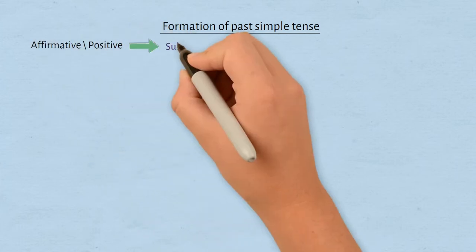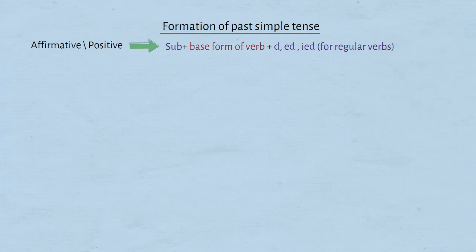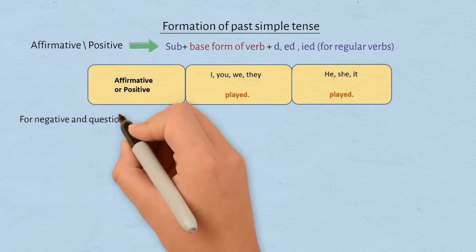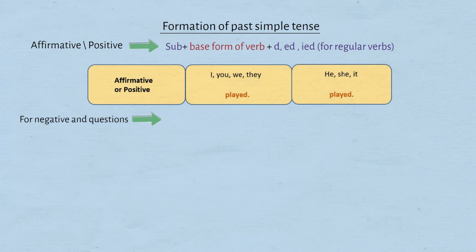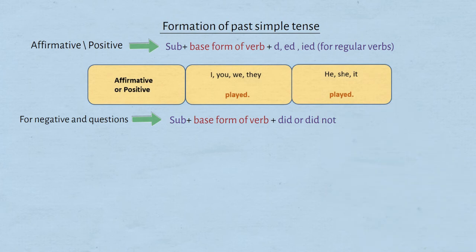Now coming back to our verb tense form. For affirmative or positive, subject plus base form of the verb plus d or ed or ied for any regular verbs. Affirmative or positive: I, you, we, they played. He, she, it played. For negative sentences and questions, we usually use the subject plus base form of the verb plus did or did not.